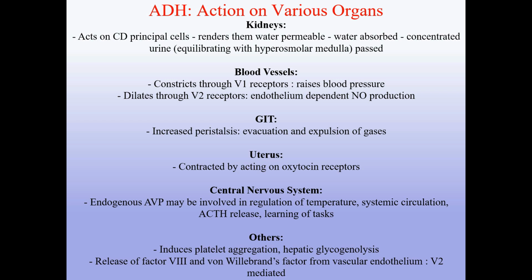GIT: increased peristalsis, evacuation and expulsion of gases. Uterus: contracted by acting on oxytocin receptors. Central nervous system: endogenous AVP may be involved in regulation of temperature, systemic circulation, adrenocorticotropic hormone release, learning of tasks, and others. It induces platelet aggregation and hepatic glycogenolysis, and releases factor VIII and von Willebrand factor from vascular endothelium, which is V2 mediated.